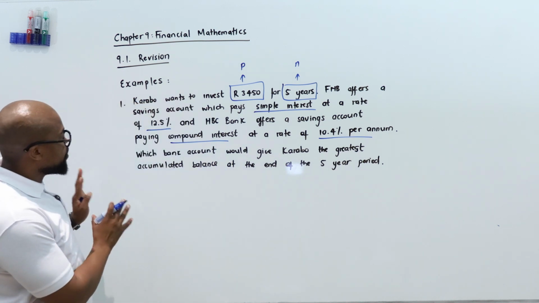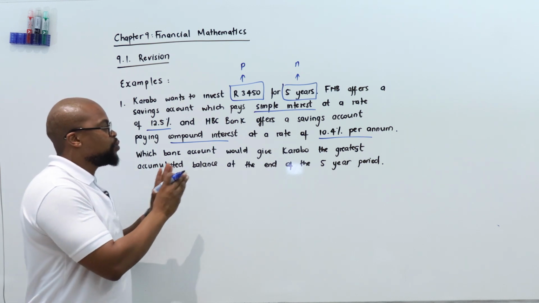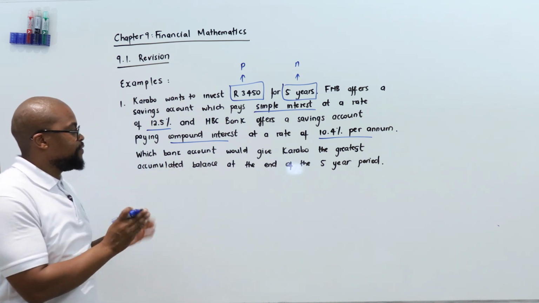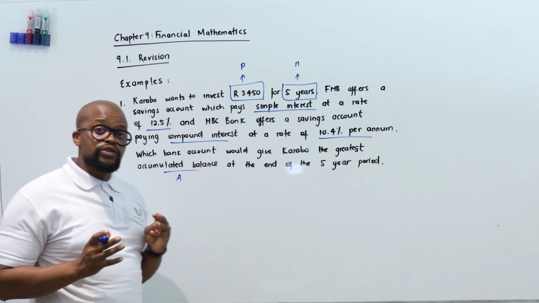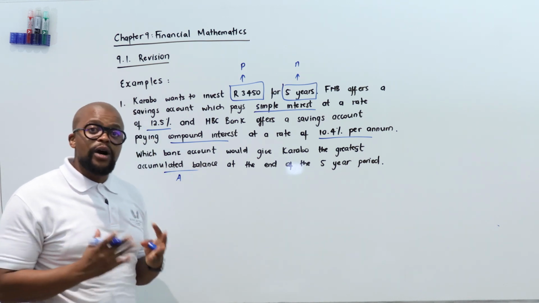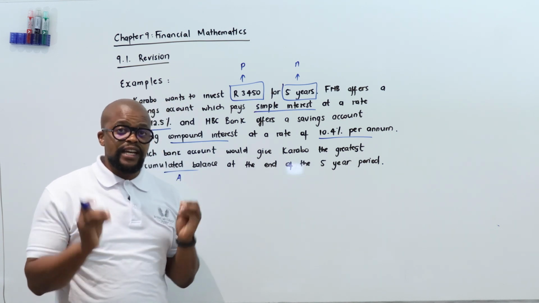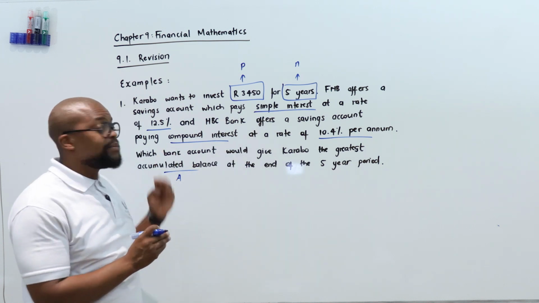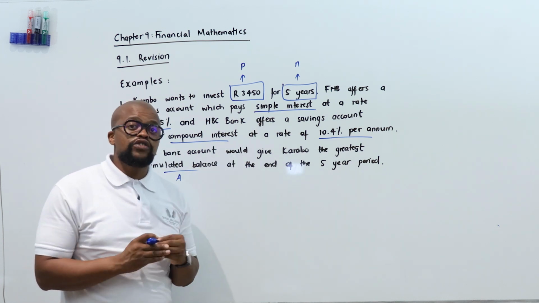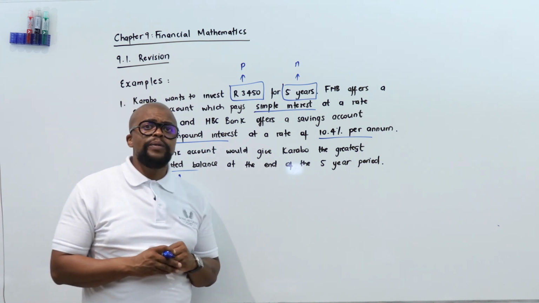So now the question we are required to answer is which bank account would give Karabo the greatest accumulated balance? Remember, the accumulated value is A. We need to know which bank account is going to give Karabo the biggest amount of money over the same time horizon. Everything is the same, but the difference is the interest. One bank is offering simple interest of 12.5% per annum, and the other bank is offering compound interest of 10.4% per annum.